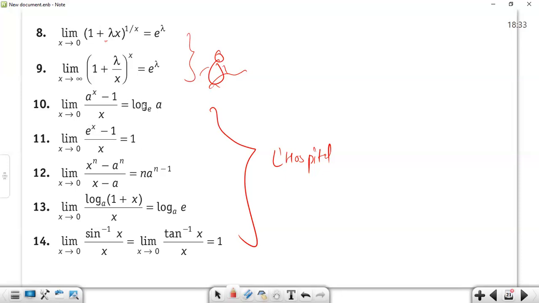And these formulas are derived from L'Hospital rule, and you have to remember all of these so that you can have good speed while solving questions in your exam. So are all these formulas clear to you? Do I have to explain any? Should I explain any?